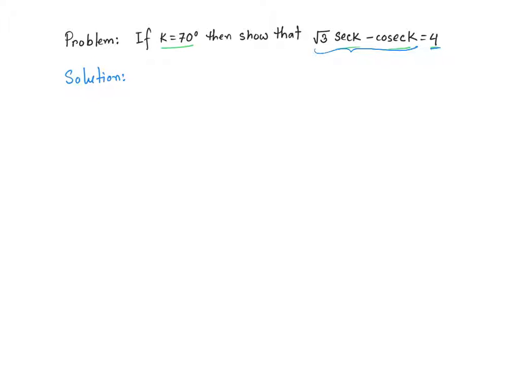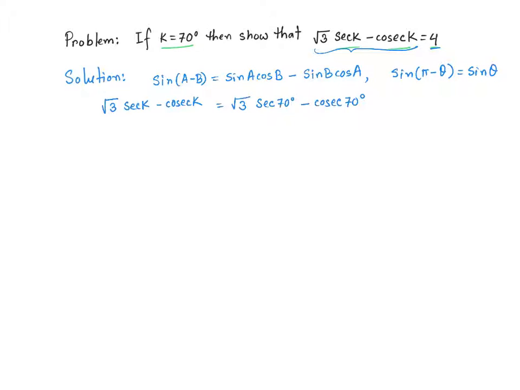So that's the objective. Here are the two formulas that I would be using directly in solving this problem. Sin a minus b is equal to sin a cosine b minus sin b cosine a, and sin of pi minus theta is equal to sin of theta. So let's start off with the left hand side. So this is my left hand side.